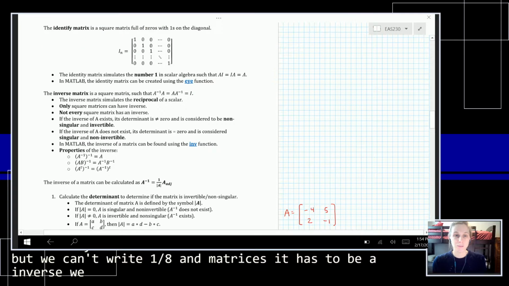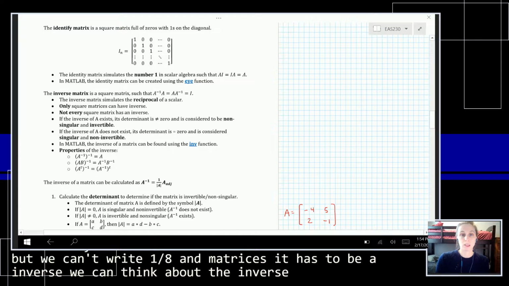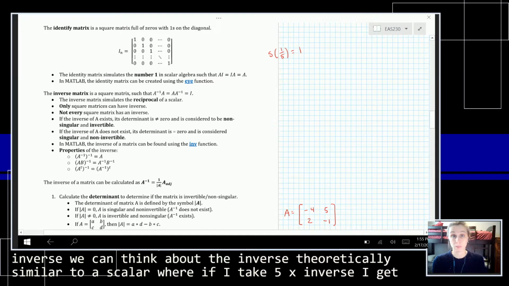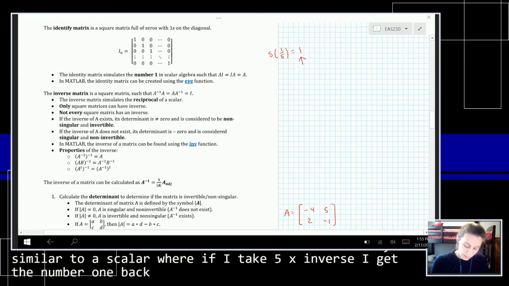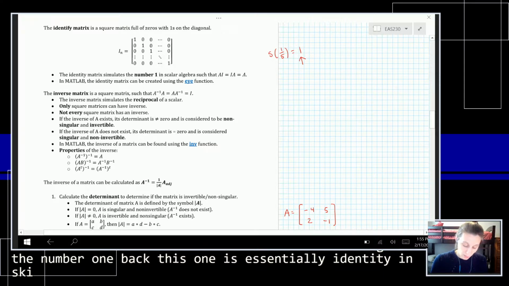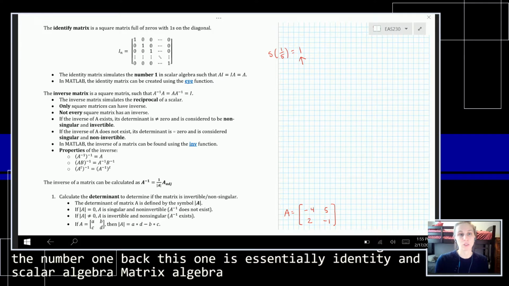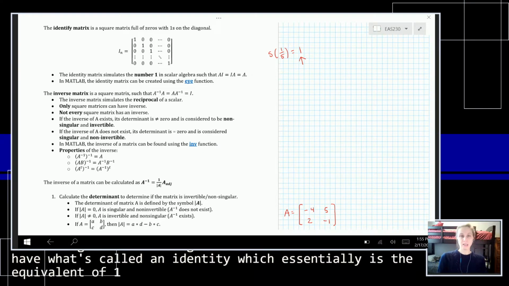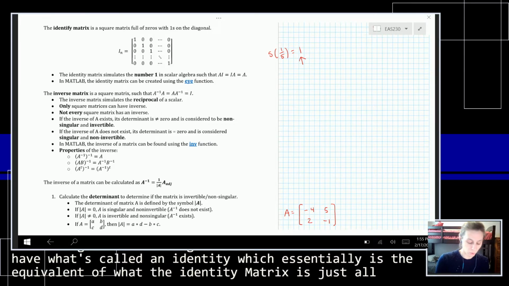We can think about the inverse as theoretically similar to a scalar, where if I take 5 times its inverse, I get the number 1 back. This 1 is essentially the identity in scalar algebra. In matrix algebra, in linear algebra, we don't have a 1, we have what's called an identity, which is the equivalent of 1. The identity matrix is just all zeros with ones along the diagonal.